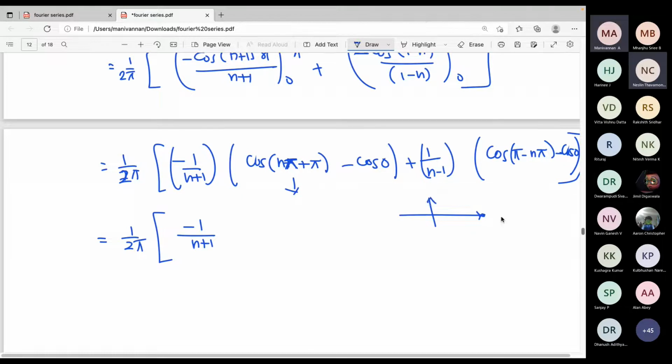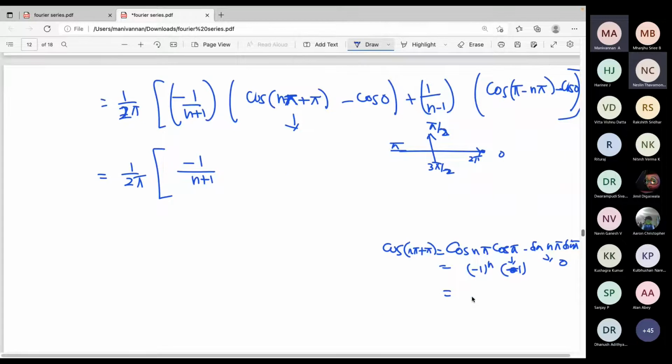Okay, 0, pi by 2, pi, and then it is 3 pi by 2, and then it is 2 pi. Okay, so suppose I am having this n pi plus pi, or simply you may consider in this way, cos A cos B minus sin A sin B. So what is that? It is 0, right? So cos pi is minus 1. Cos n pi is minus 1 to the power n. Overall it is minus 1 to the power n plus 1. Is it right?